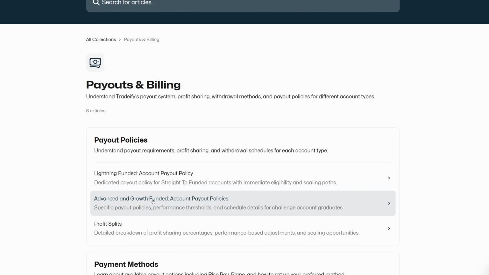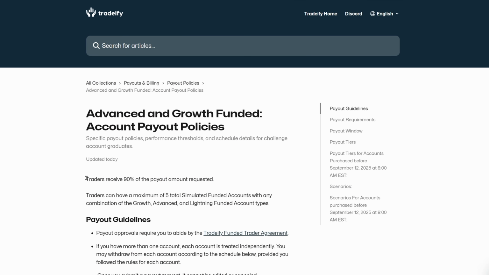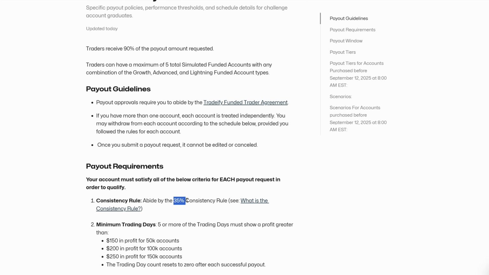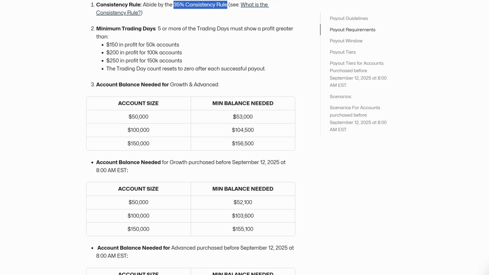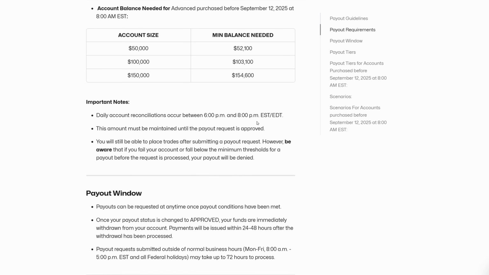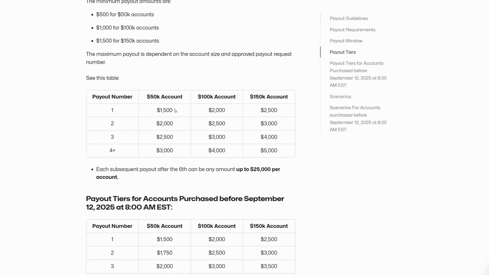However, what about the growth plan real quick? If we look down here, the trader gets 90% of the profits, just like we saw in the Lightning funded account. However, we have that 35% consistency rule versus the 20% on payout number 1. And you can see right here, you also have to make $3,000 for the first payout. And we can see for payout number 1, you must make $3,000 of profit before you're able to actually request a payout. So if we look at how much we're actually able to request out in the payouts in the growth account, payout number 1, $1,500, payout number 2, $2,000, then $3,000 for payout number 4 and beyond. So there are limits to how much you're able to request out.